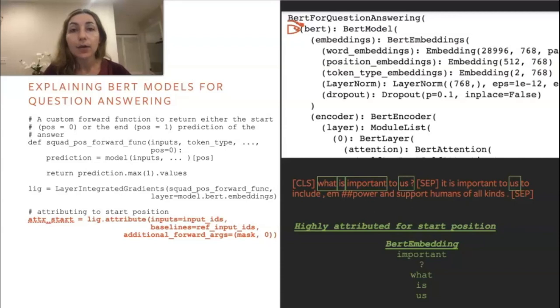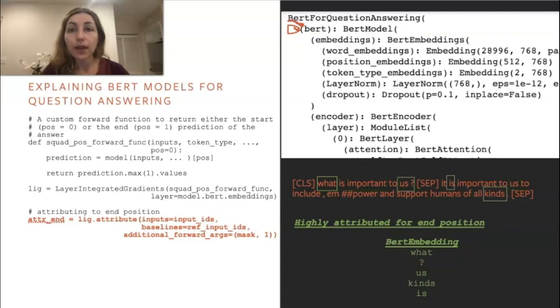As we can see, there are multiple tokens that are important for the start position prediction, such as "what," "important," or "is." The token "as" next to the start position prediction, token 2, also has a high importance score. When we attribute to the end position prediction token "kinds," we can see that the question token "what" is still important, along with the "kinds" token, which is predicted as the correct end position token.